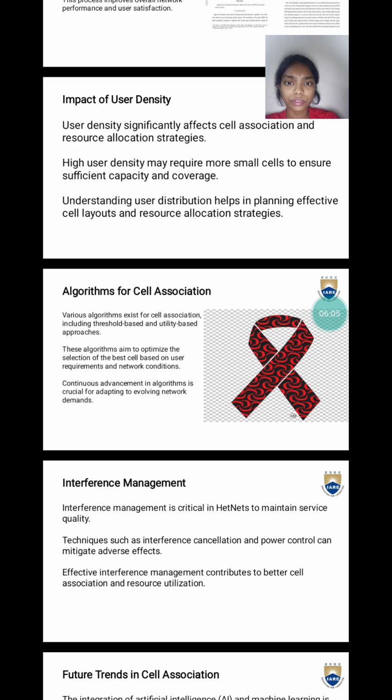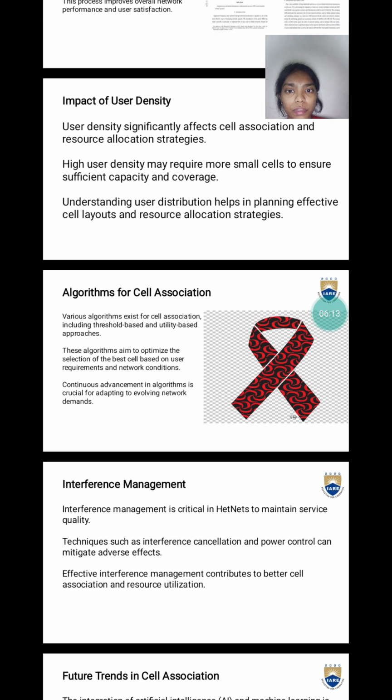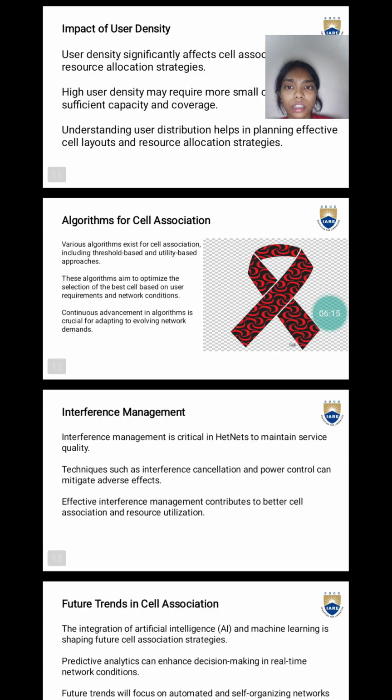Now the algorithm for cell association. Various algorithms exist for cell association, including threshold-based and utility-based approaches. These algorithms aim to optimize the selection of the best cell based on user requirements and network conditions. Continuous advancement in algorithms is crucial for adapting to evolving network demands.